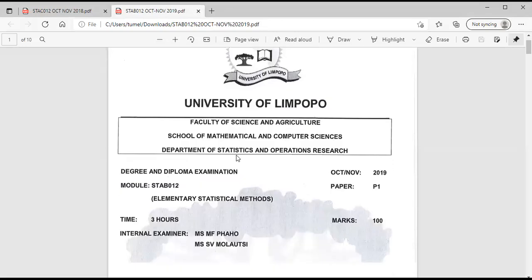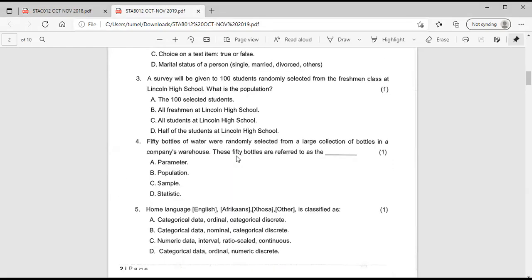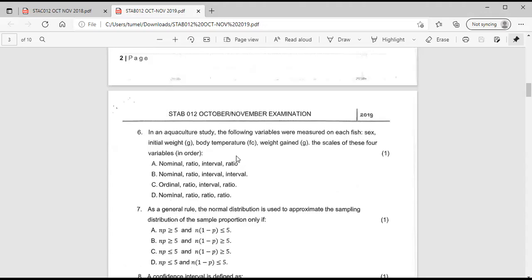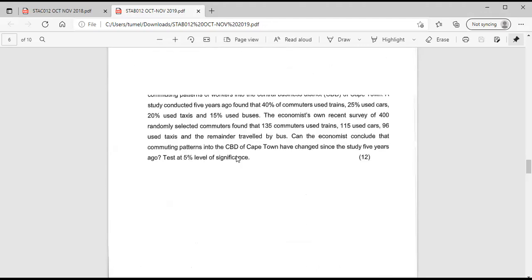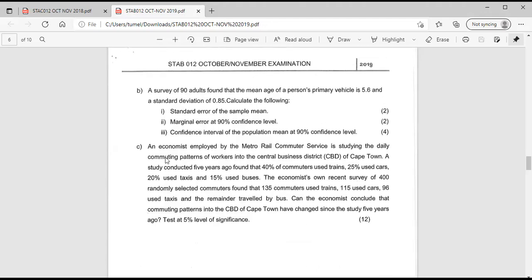Are you able to see the question paper, the new question paper for STEP 012? I think there is a similar question in here. You see, an economist employed by the Metro Rail Commuter Service is studying the daily commuting patterns of workers, and so on. The question is the same, but the mark allocation is not the same. STEP students are given an extra 4 marks, whereas STEC students are only given up to 8. But the procedure is going to be the same.